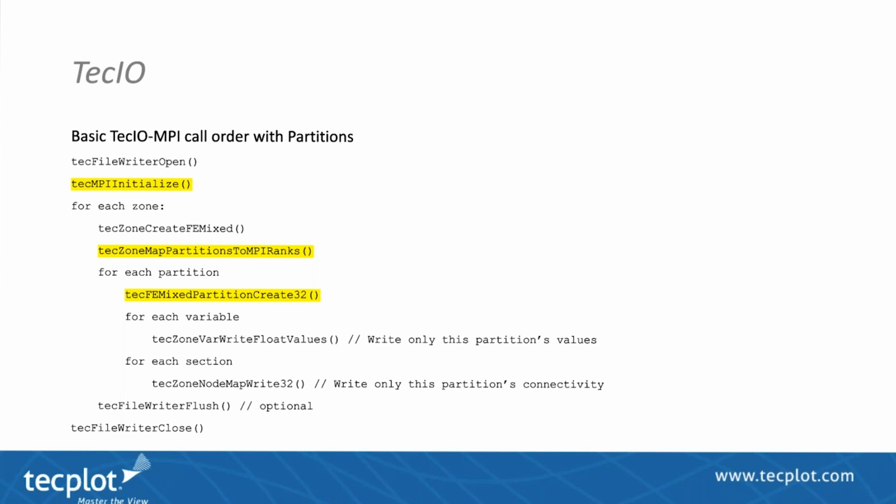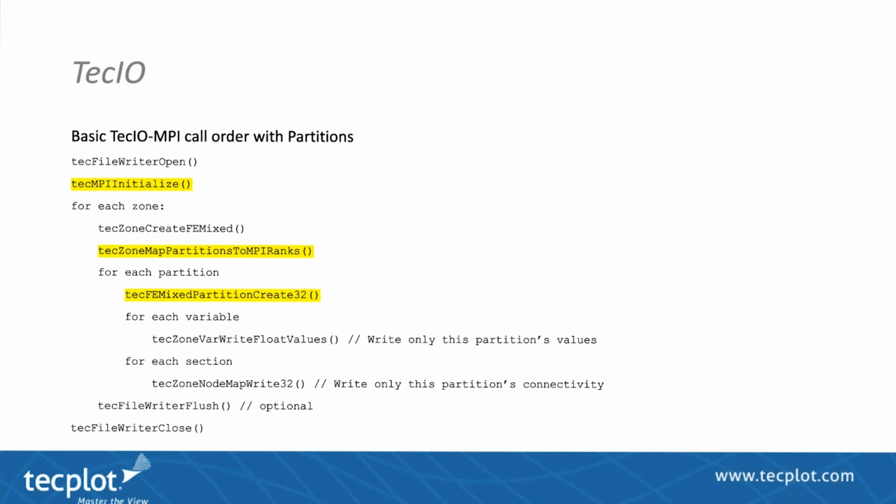Typically, you'll have one partition per MPI rank. So you're passing there an array of MPI ranks indicating partition ownership. And then in the course of the solution, for each partition, now I left the time steps out here, by the way, so this is assuming steady state. For each partition, you call this new routine TecFEMixed partition create 32. Looks very much like the other partition routines, but has the parameters specific to FEMixed and HOE data.